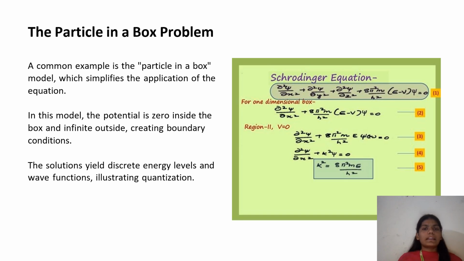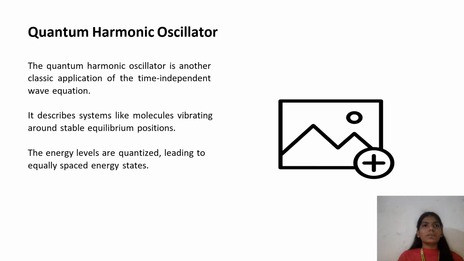A common example is the particle in a box model, which simplifies the application of the equation. In this model, the potential is zero inside the box and infinite outside, creating boundary conditions. The solutions yield discrete energy levels and wave functions, illustrating quantization.